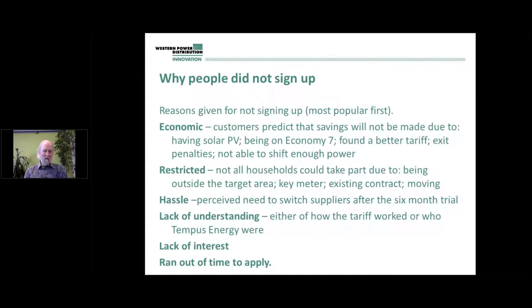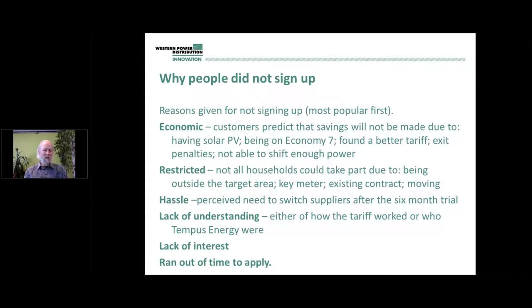Other restrictions, which meant not all households could take part. Outside the target areas we've mentioned, key meters couldn't be supported, existing contracts again, and one or two said they were moving during that 6 month period.